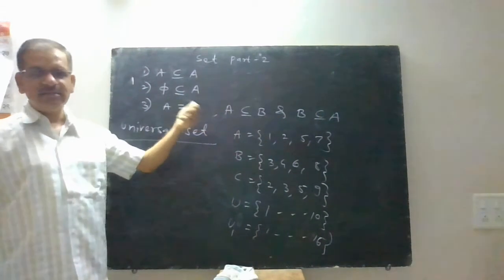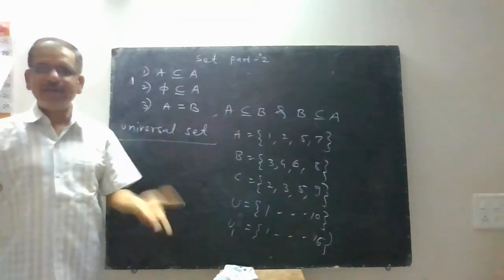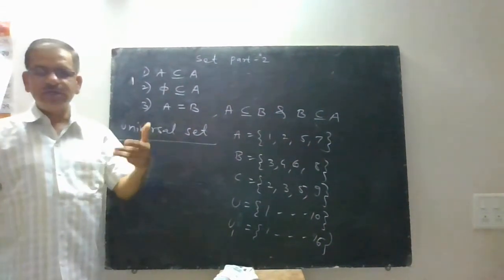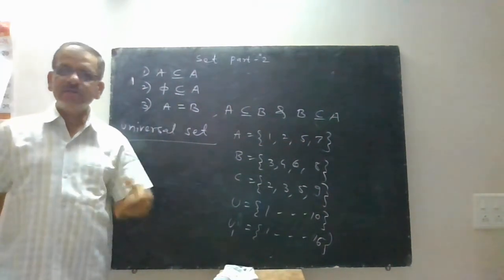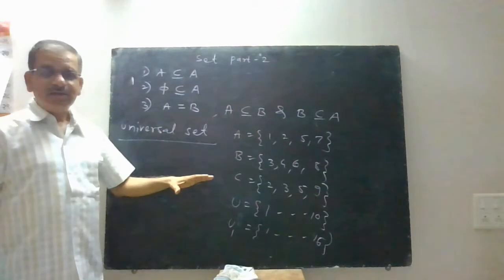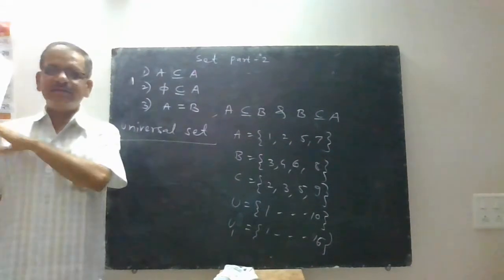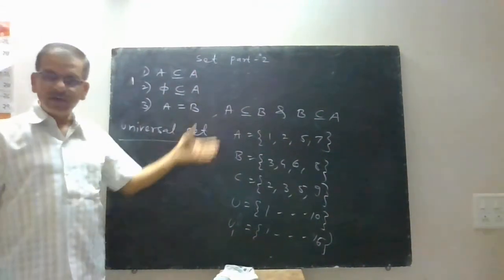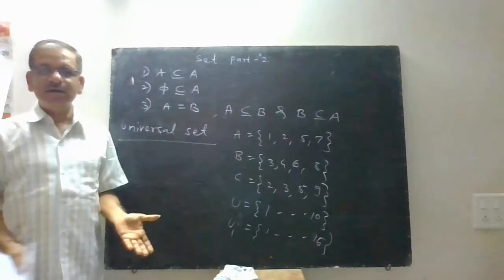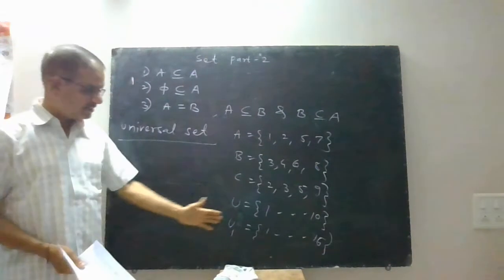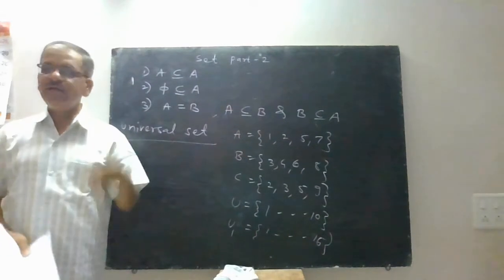Suppose you take set A as students in division A of 9th standard, set B as students in division B of 9th standard, and C as students in division C of 9th standard. Then the set of all students in 9th standard, with all divisions together, can be the universal set for these three sets. Or a still bigger set, students in our school, can be considered the universal set for the sets of students in division A, division B and division C.